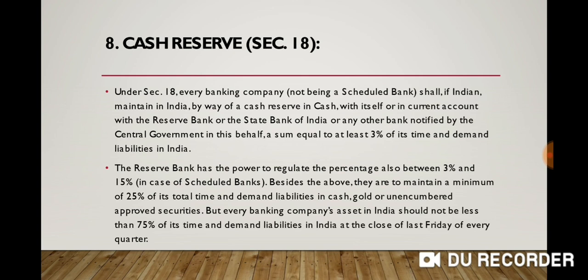Besides the above, they have to maintain a minimum of 25% of their total time and demand liabilities in cash, gold, or unencumbered approved securities. But every banking company's assets in India should not be less than 75% of its time and demand liabilities in India as at the close of the last Friday of every quarter.